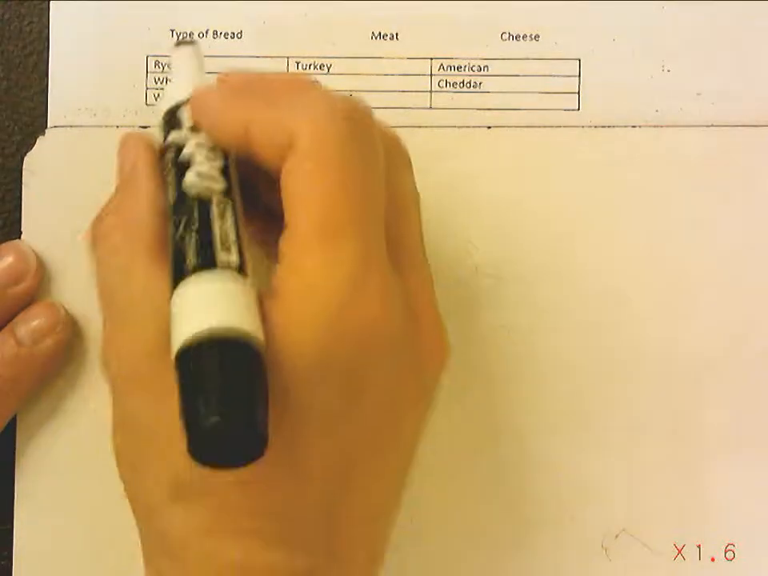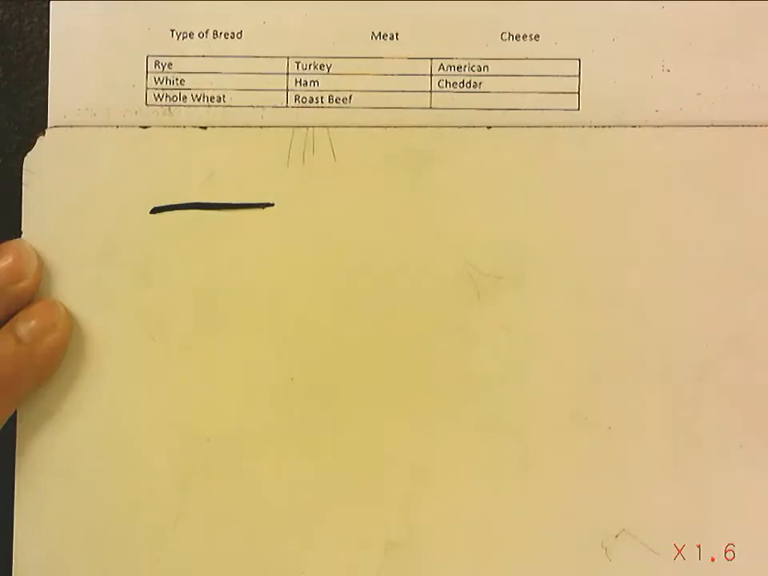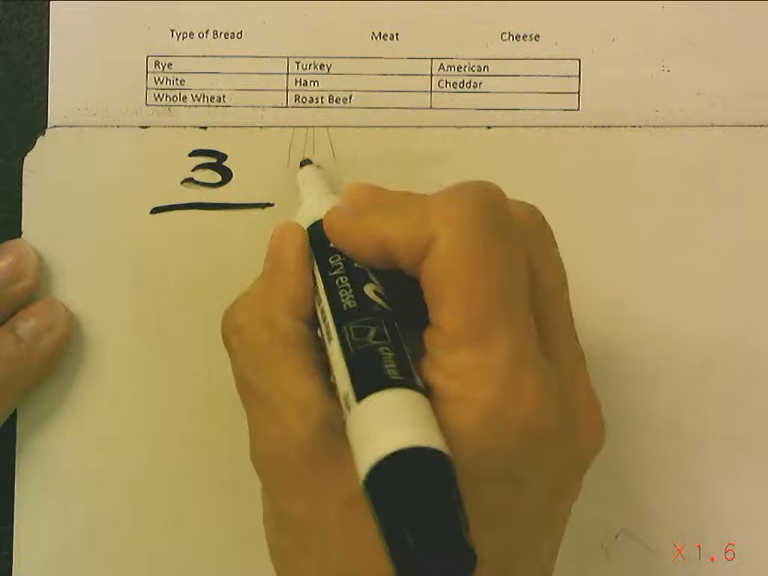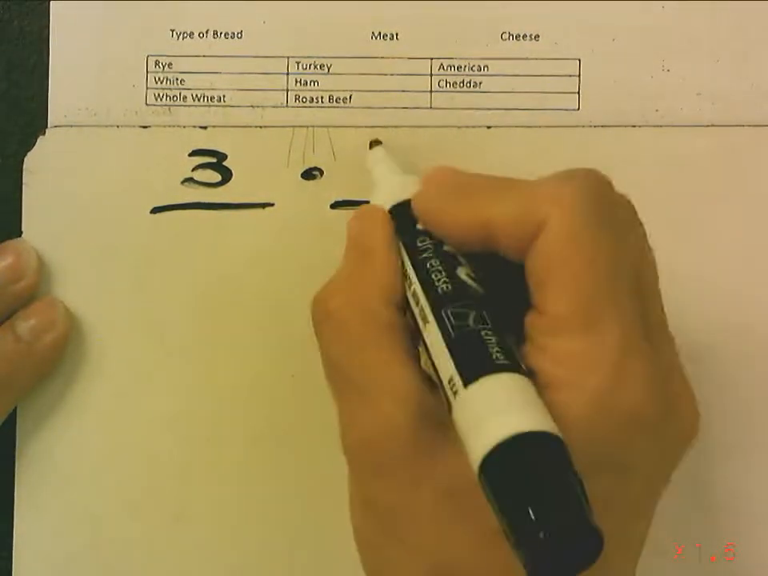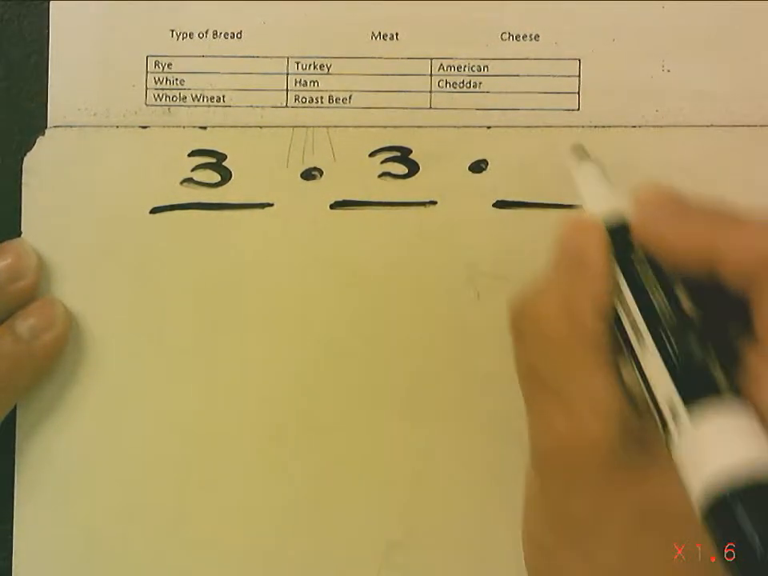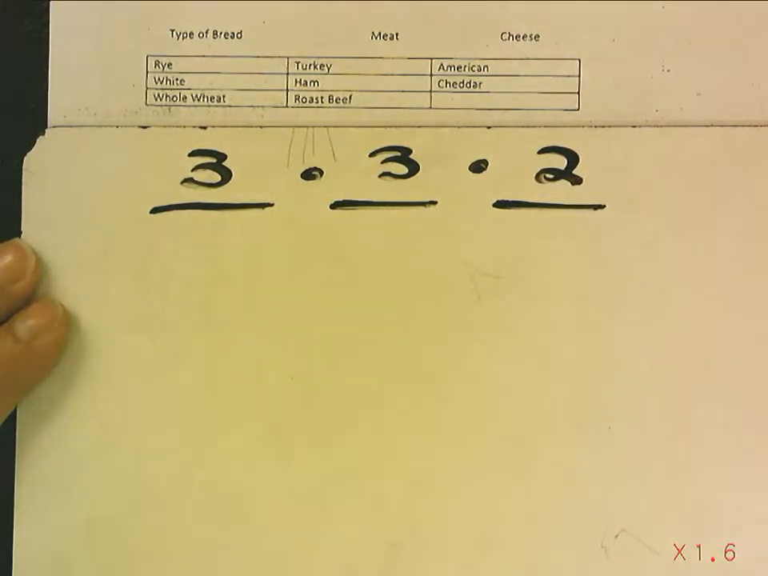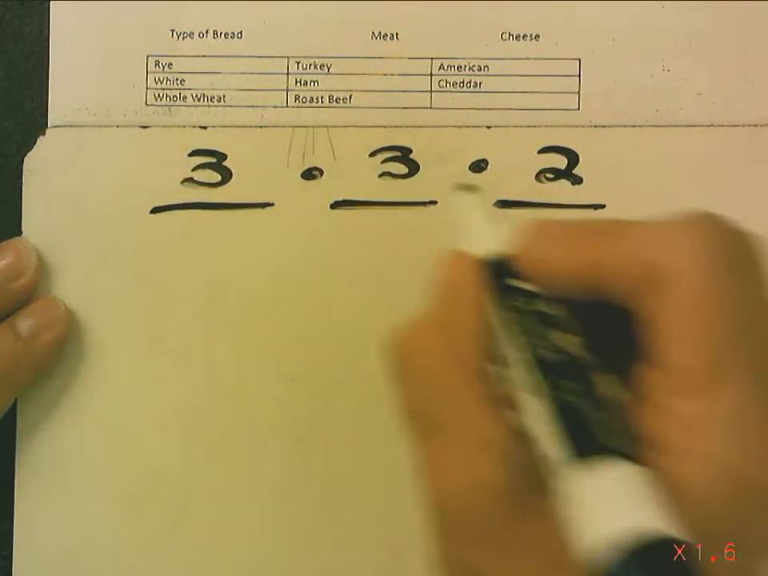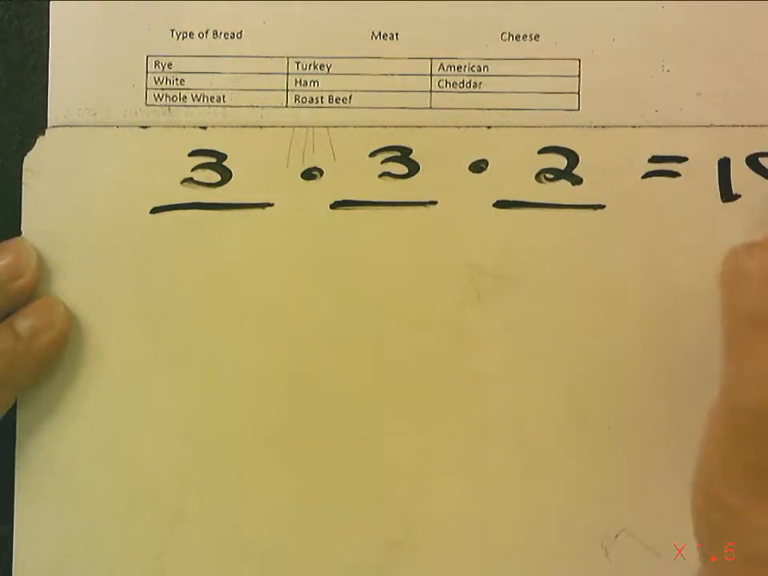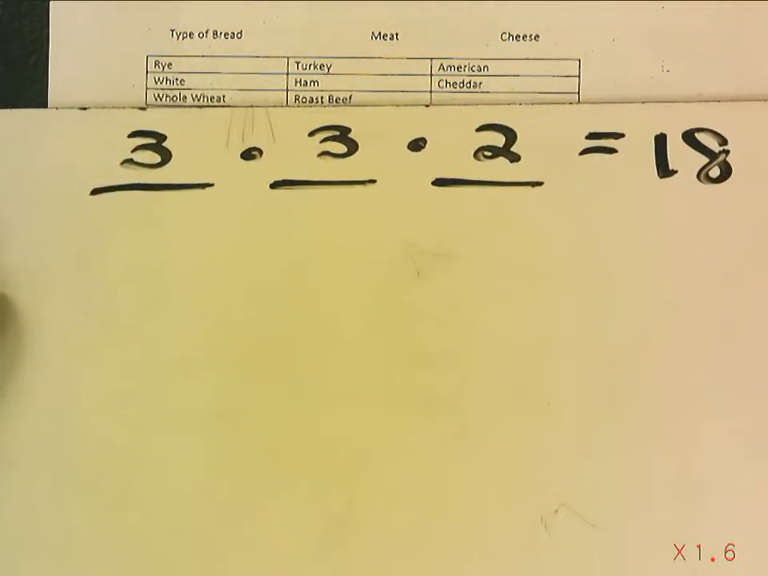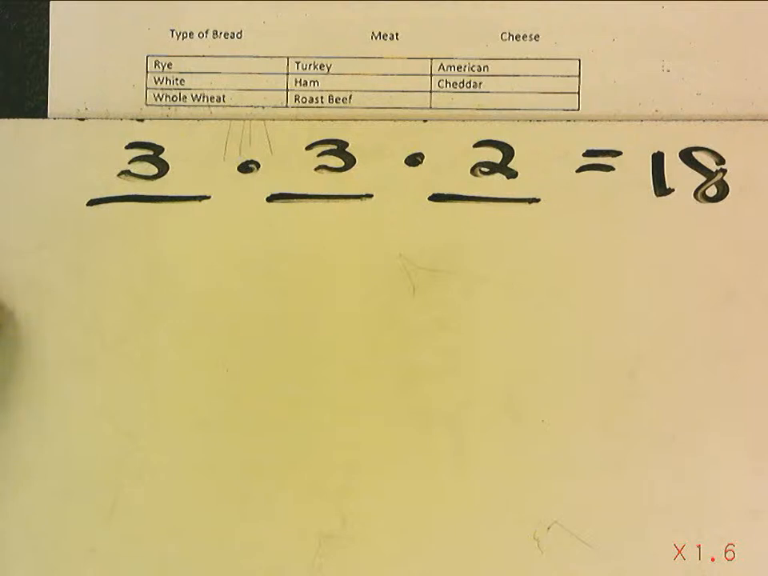Now, the final way we can find out the sample space is called the fundamental counting principle. Here, how many choices do we have for bread? We have 3. How many choices do we have for meat? We have 3. How many choices do we have for cheese? We have 2. And if I do 3 times 3 is 9 times 2 is 18, which is another way of finding the total possible outcomes.